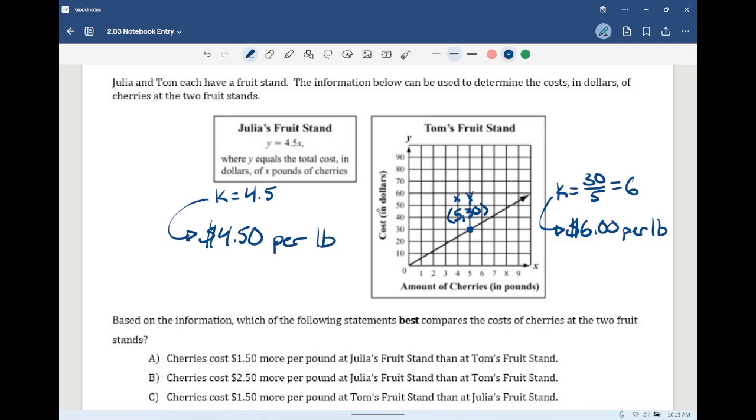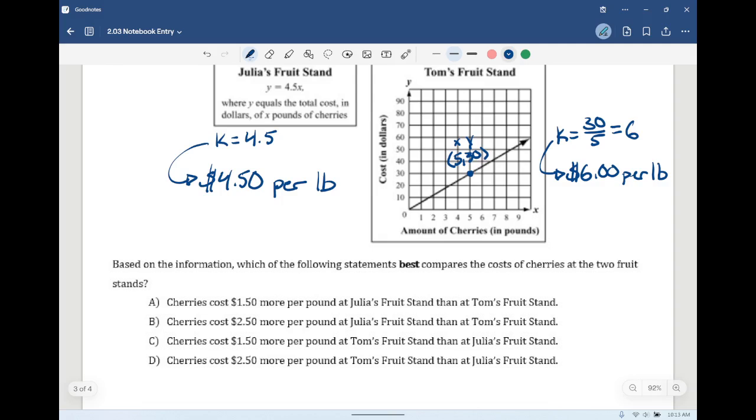All right. Super quick check. Where is it more expensive? Anthony. Julia? Julia's? Is Julia's more expensive than Tom's? No. Tom is more expensive. Okay. So then, since Tom's is more expensive, what 2 answers can I get rid of immediately? Gio. A and B.